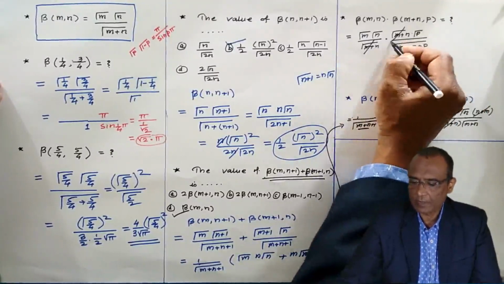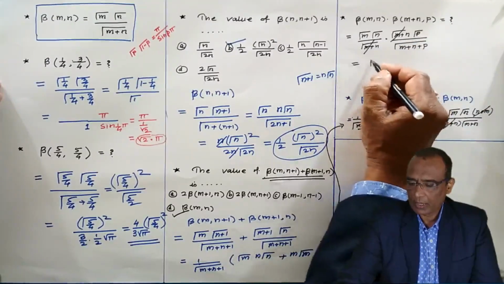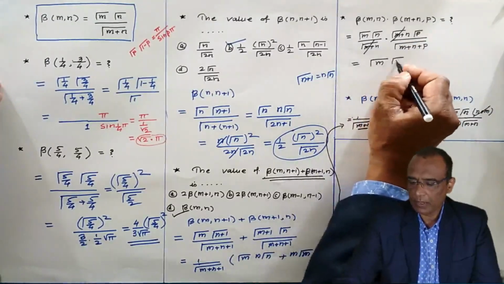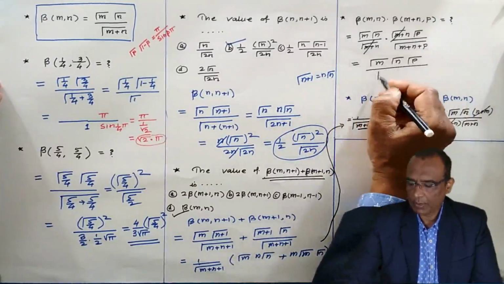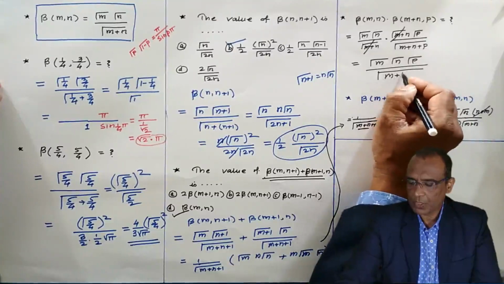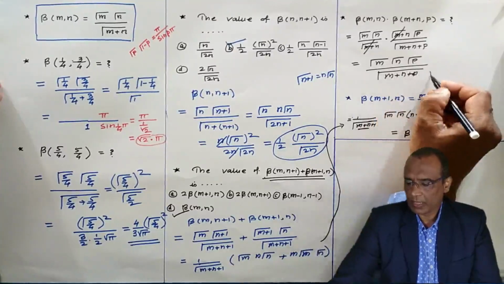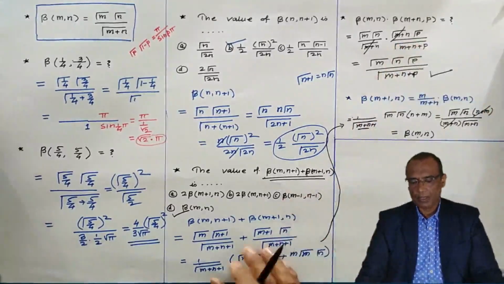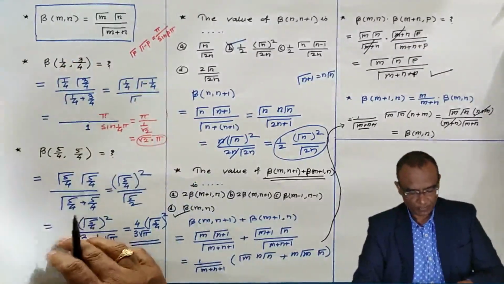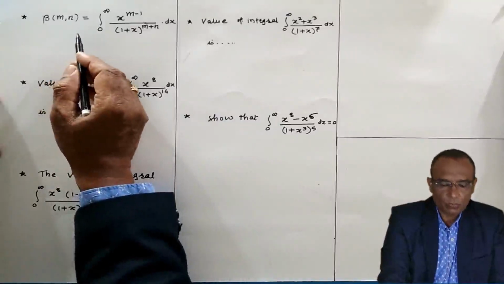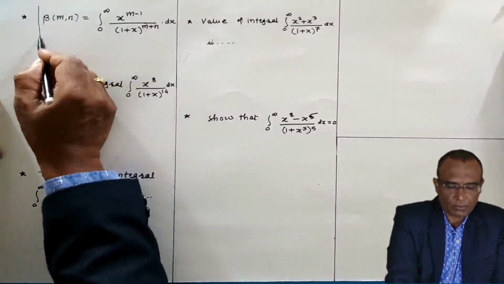This gets cancelled. What is remaining? Gamma m, gamma n, gamma p as it is, divided by gamma m plus n plus p. So this is the correct answer to this one. One problem on this relation will be asked in the examination. Now the problems on one of the results of beta function.